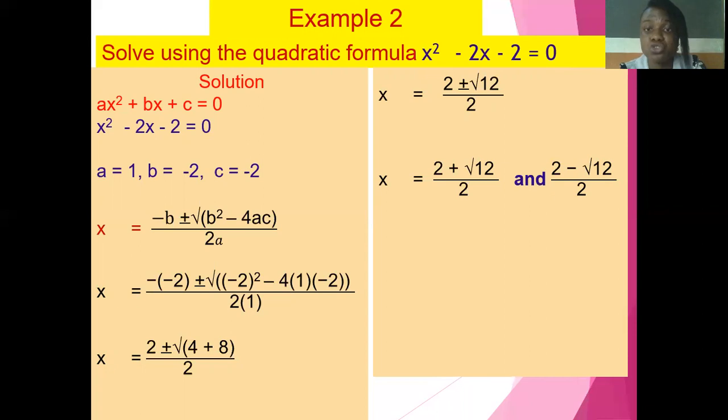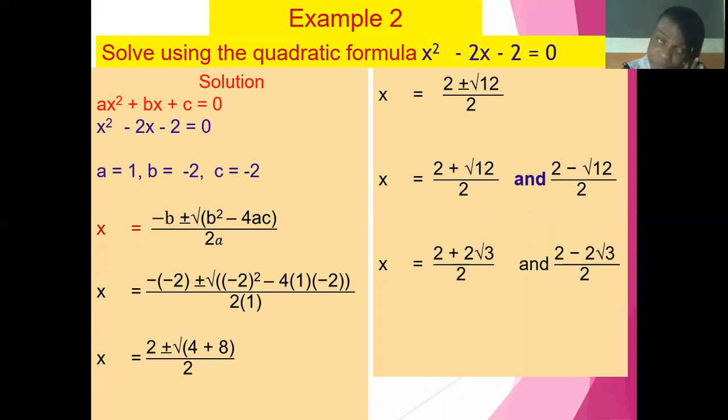So we have 2 plus root 12 over 2 and 2 minus root 12 over 2. So you can see it becomes 2 plus 2 root 3 over 2 and 2 minus 2 root 3 over 2. Okay? But since it's mathematics, you can decide to use a calculator and get the value of root 12. That's also acceptable. Your answer will now be in decimal form. But sometimes if it's an OBJ question, you need to see the answers you've been given so that you know which form to leave it in.